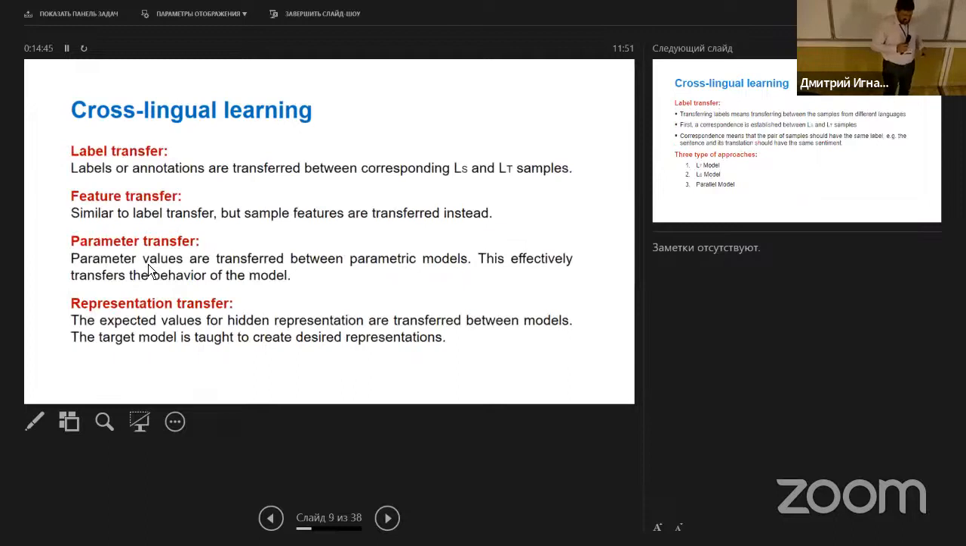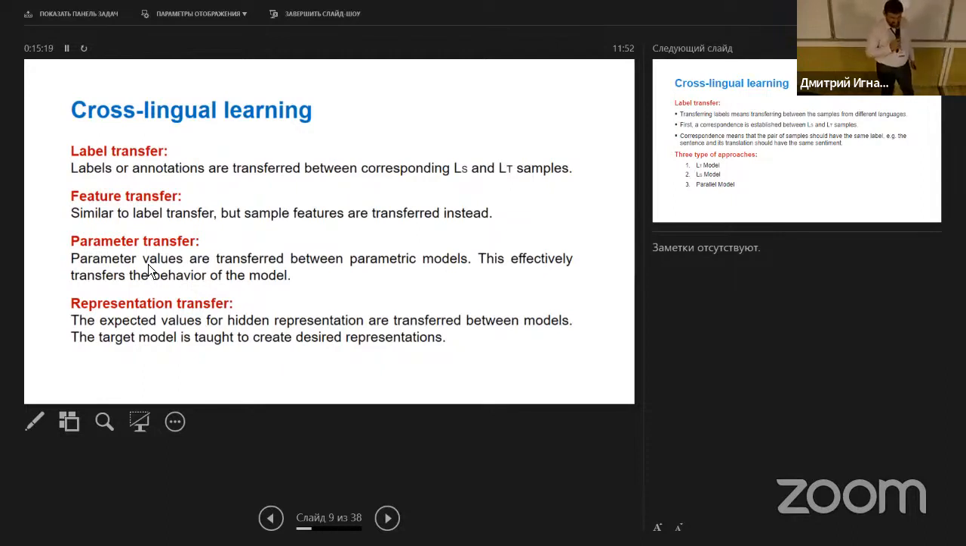So let's go through each type of cross-lingual learning one by one. First, the basic definitions. In label transfer, we are interested in transferring the labels, the annotations of the data set, from the source language to the target language. When we apply this methodology, we say we are applying label transfer. The next one is feature transfer. Instead of labels, we are interested in transferring the features from the source language data to the target language data.